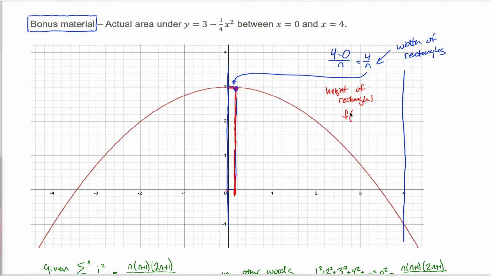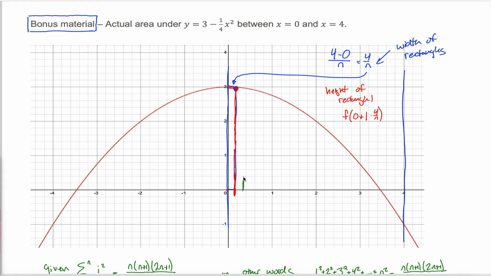So what I want to do to figure out the height of this first rectangle is I want to figure out the height of this point. The x value of this point is this 0 plus 1 of these 4 over n's. Didn't quite get that? Don't worry about it.